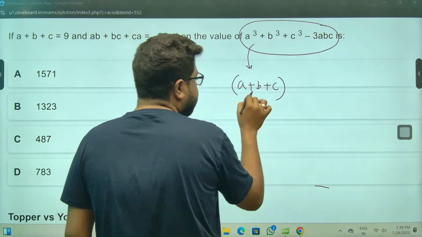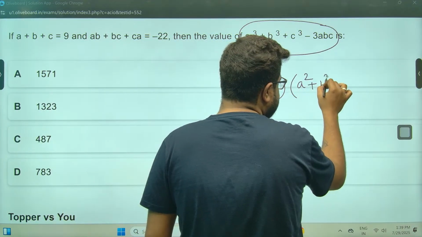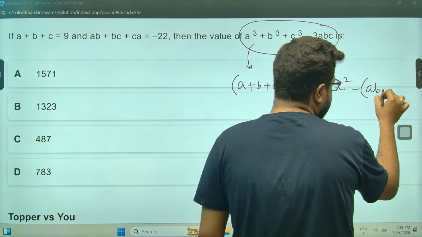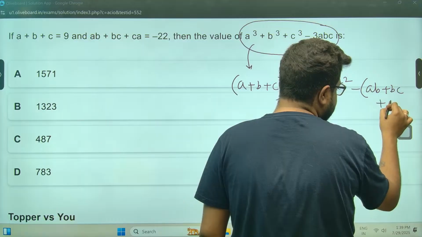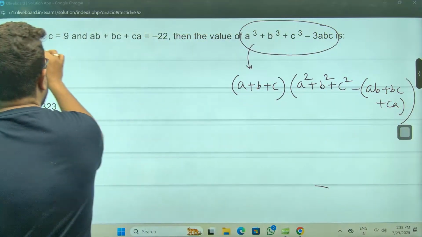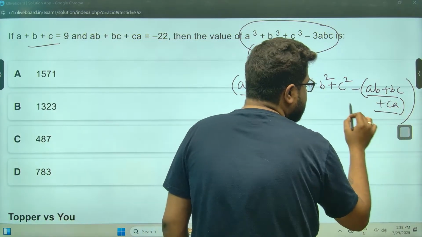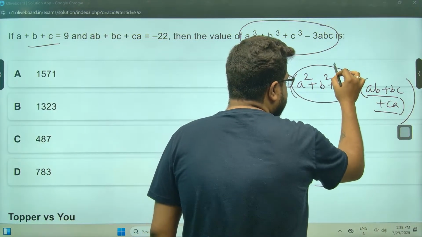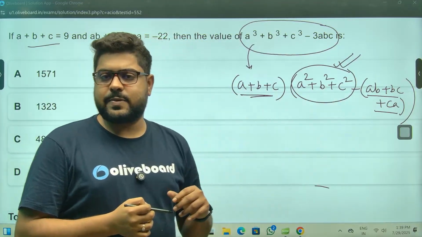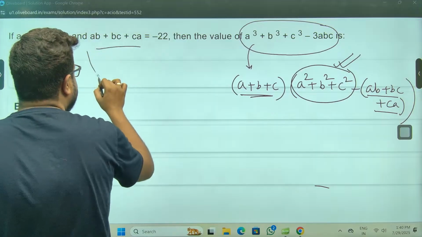This can be written as (a plus b plus c) times (a square plus b square plus c square), and if you take a minus common, it will be (ab plus bc plus ca). Now, we already know a plus b plus c, and we already know this part as well. The only part we need to figure out is a square plus b square plus c square.